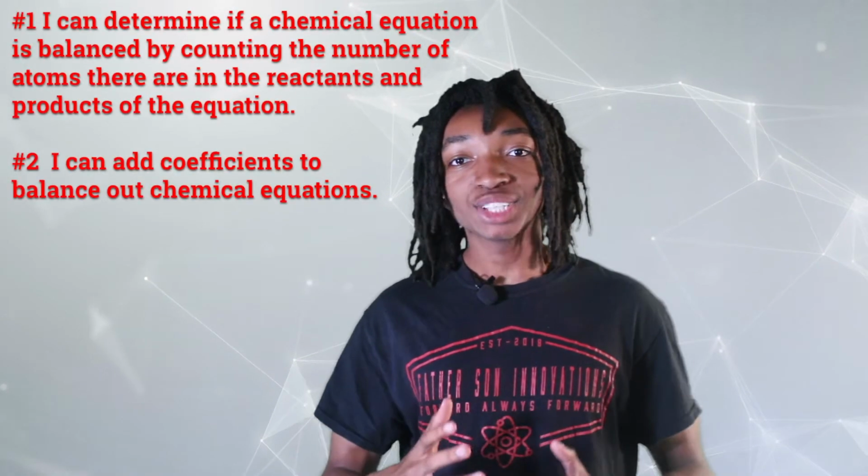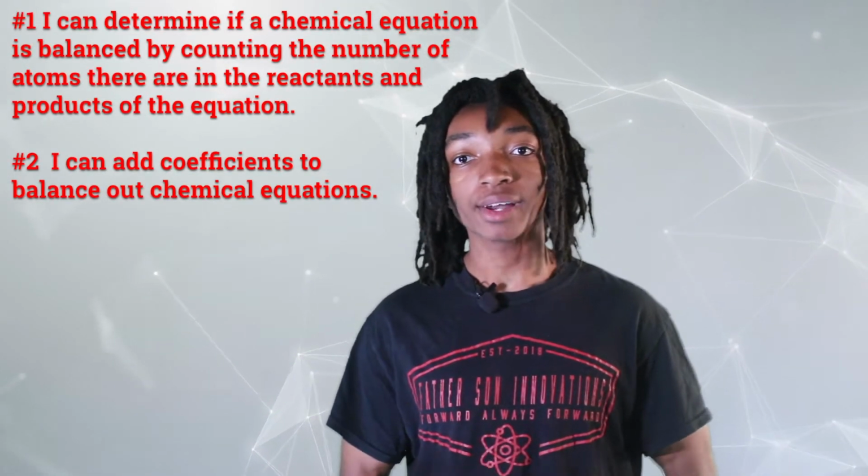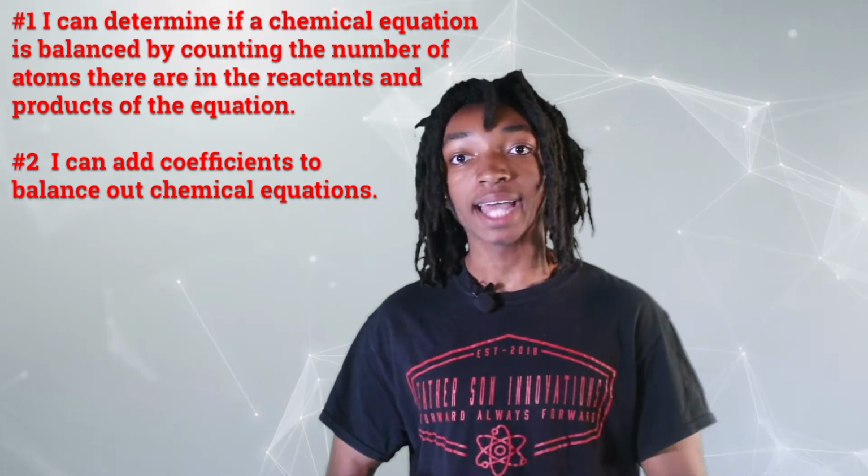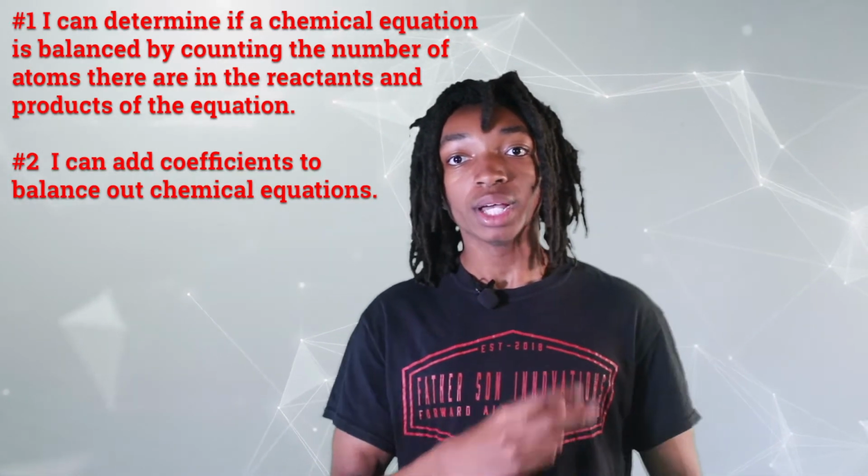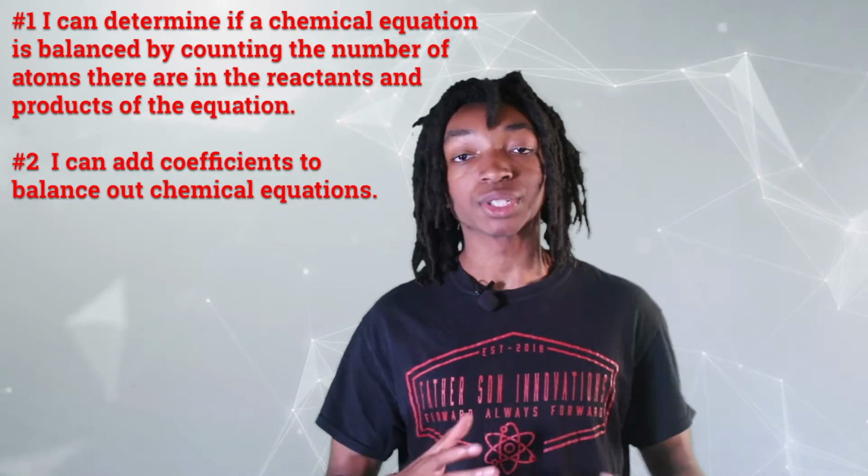Our learning targets for today are: number 1, I can determine if a chemical equation is balanced by counting the number of atoms there are in the reactants and the products of the equation. Number 2, I can add coefficients to balance out chemical equations.